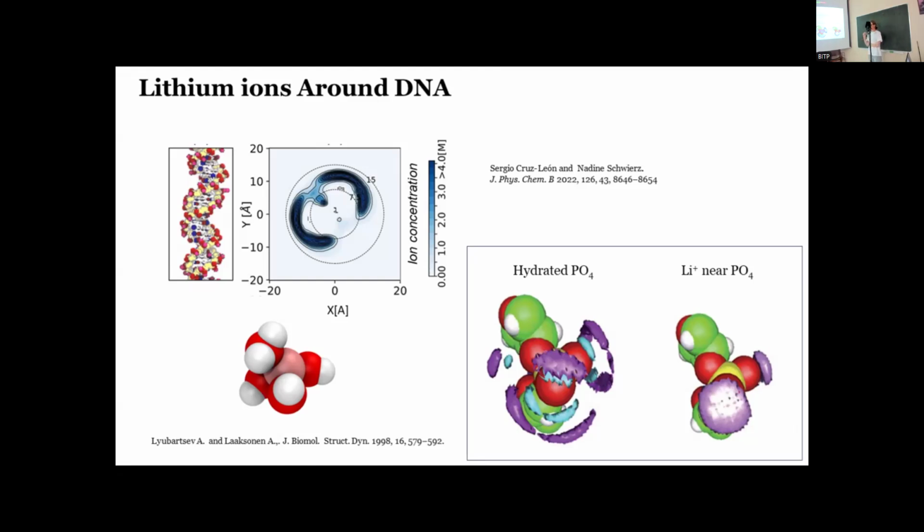This can be explained both by the small size of the lithium ion and by the structure of its hydration shell, where lithium has a very structured first hydration shell that consists of 4 water molecules, so that its hydration shell has a tetrahedral structure.